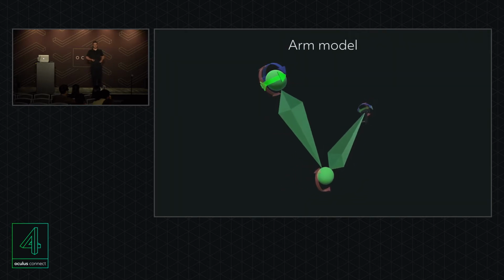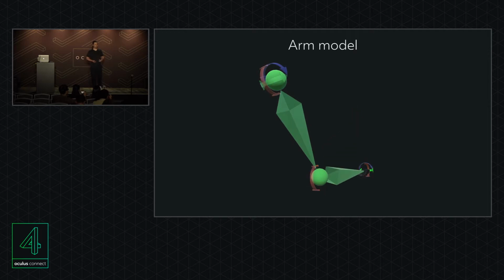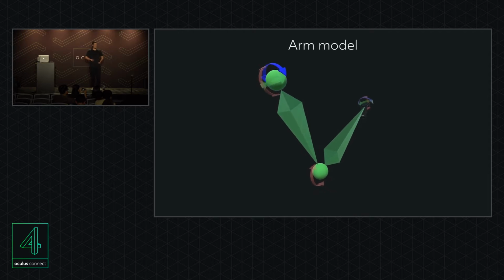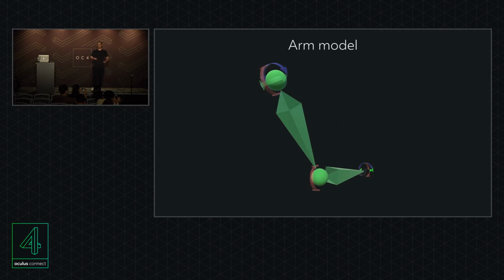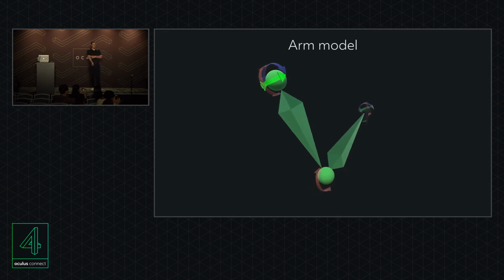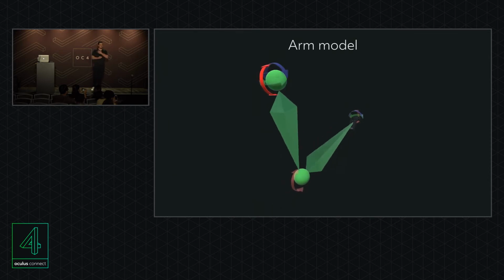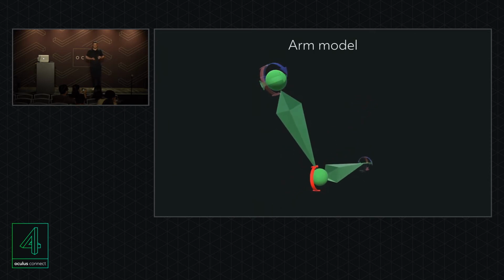An ARM model consists of 2 endpoints and a segment between them. One of the endpoints can orient freely. The other endpoint can link to a new segment. Orienting any segment will affect segments below it. So for example, if I was to move my elbow, it would move my wrist, but it wouldn't move my shoulder.